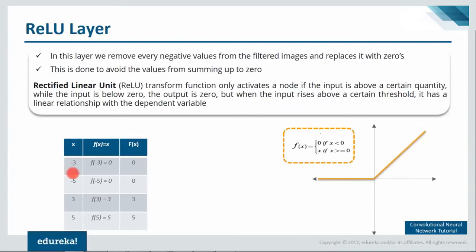If I have x value as -3, definitely it is less than 0, so f(x) becomes 0. Similarly, if I have -5 as x, again it is less than 0, so my f(x) becomes 0. But when I consider 3 as my x value, then f(x) becomes equal to x, which is nothing but 3. So over here I'll have 3. Again, if I take my x value as 5, then obviously it is greater than or equal to 0, so f(x) becomes equal to x, that is 5. So this is how a ReLU function works.